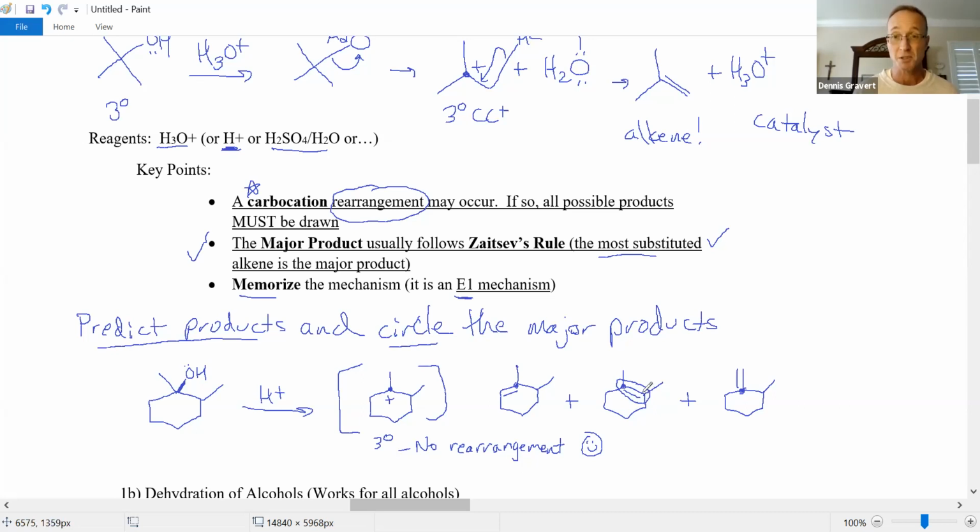It's tetrasubstituted. This alkene has a lot of stuff. It has a methyl, part of the ring, but it still has a hydrogen that has not been substituted. This is trisubstituted. This one's tetrasubstituted. Ooh, that's the winner. And this one, there are 2 hydrogens on this part of the alkene. It's disubstituted. This is our major product.